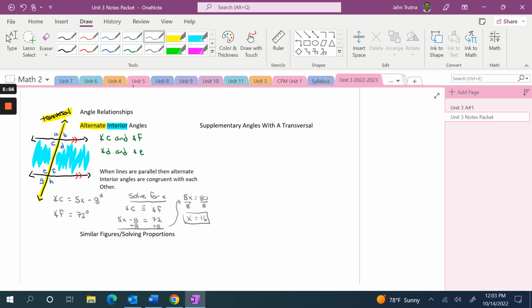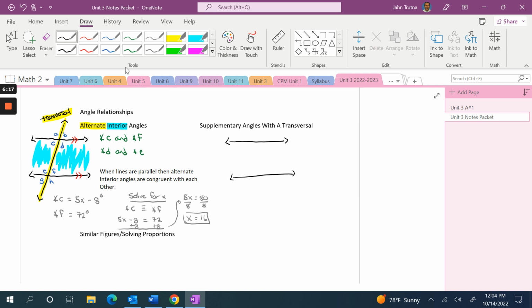Okay, now let's go to the other angle relationship, and that would be supplementary angles with a transversal. So in this picture right here, we're going to have parallel lines just like we had in the previous picture.